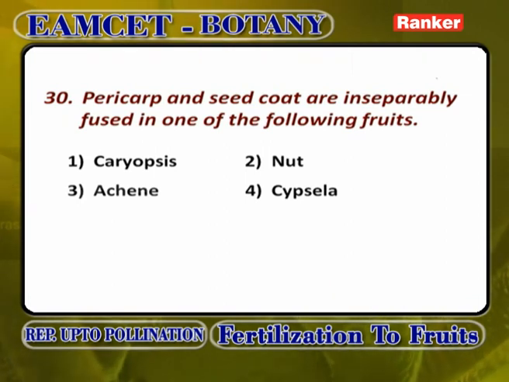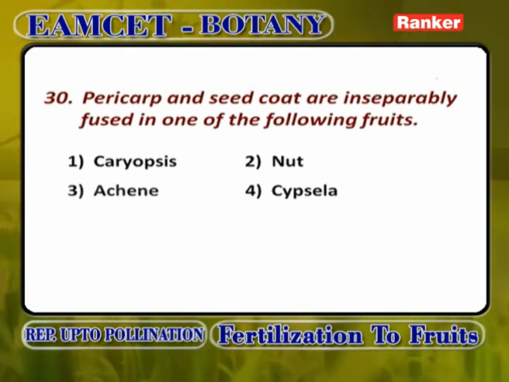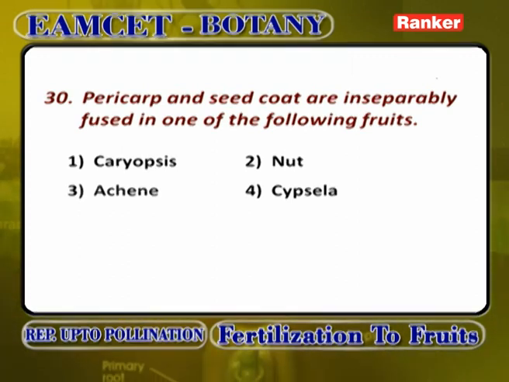Pericarp and seed coat are inseparably fused in the following fruits. Caryopsis. In Caryopsis, pericarp and seed coat are completely fused. That's why Caryopsis is not regarded as a fruit. It is popularly called a grain. Next.